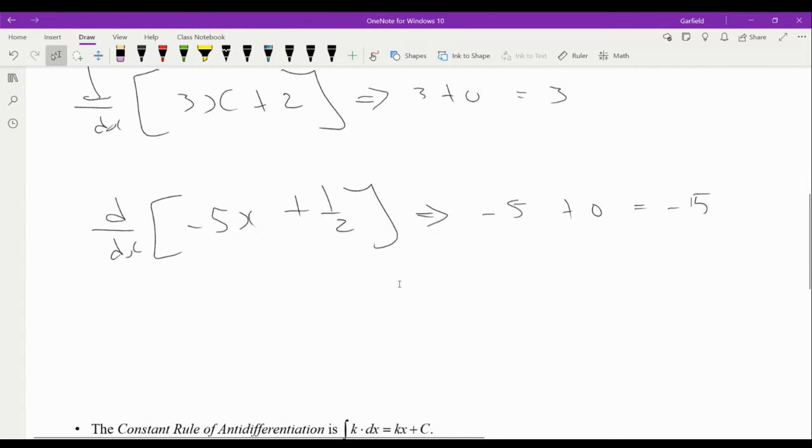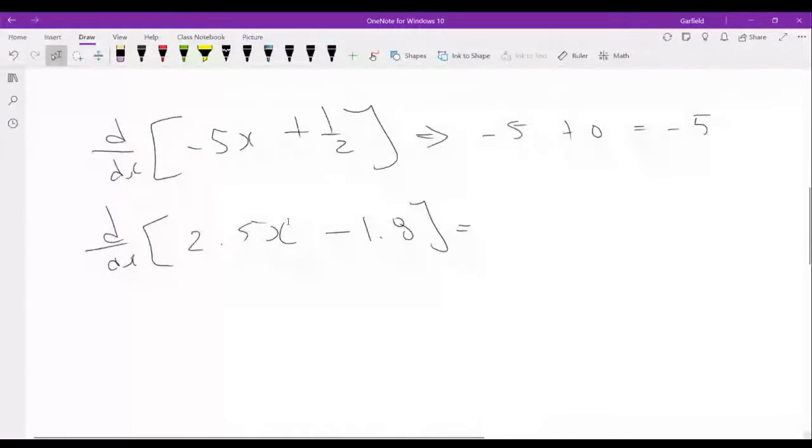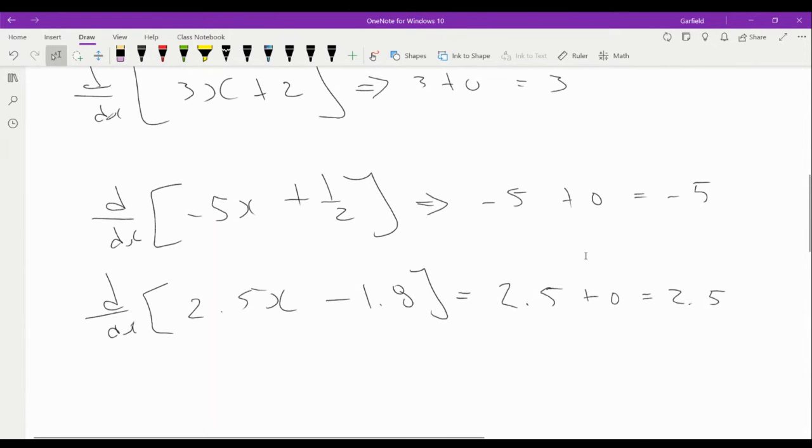We could do this all day. d by dx of 2.5x minus 1.8. What would the derivative of that be? It's 2.5 plus 0, which is equal to 2.5. All right, so those are the derivatives.